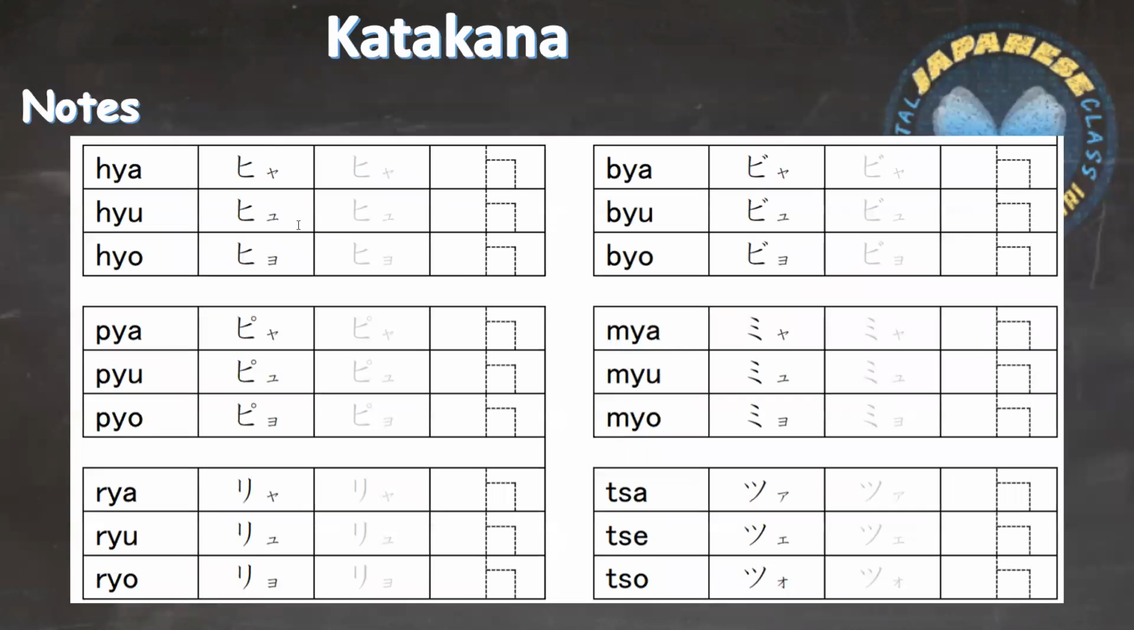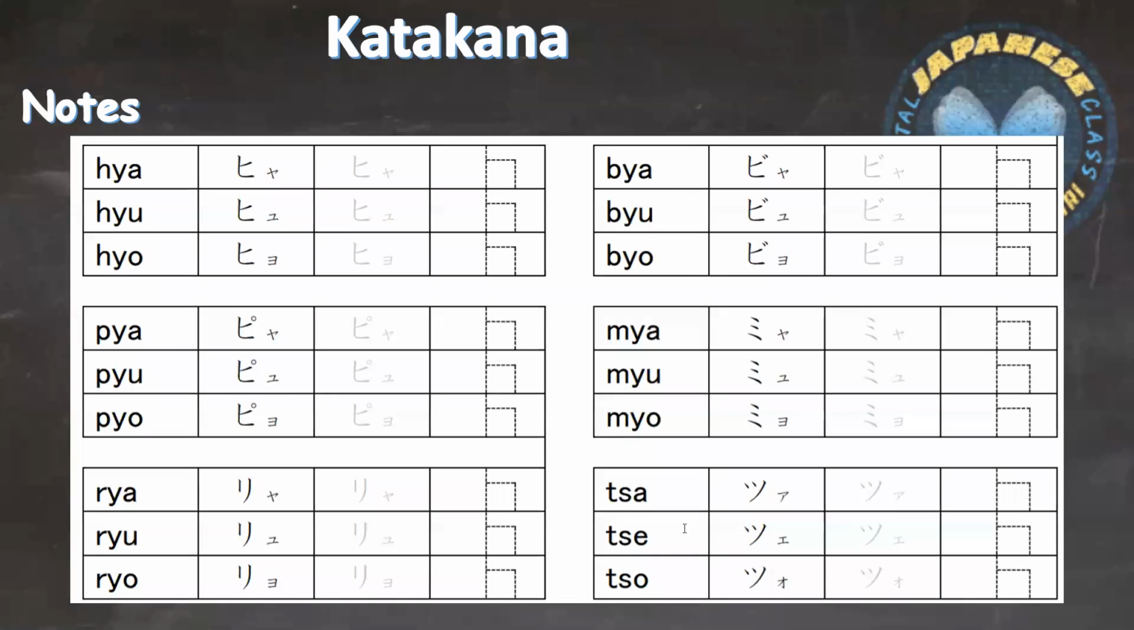So we have our ya, yu, yo. Okay. We have our big and the small one here. Pia, piu, pio. Ria, ryu, ryo. Bia, biu, bio. Mia, miu, mio. And this one is our extended sound here.